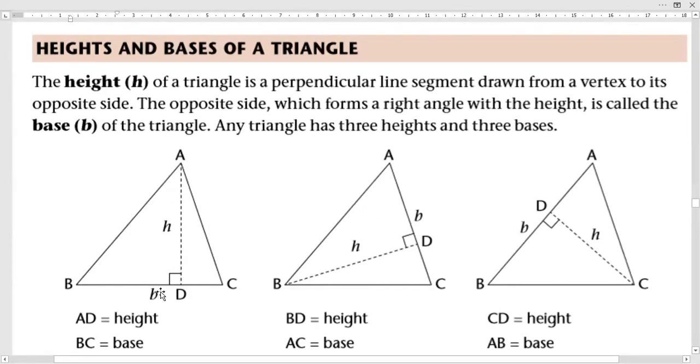So basically, the base is when it goes all the way through. So BC is the base, and the height is AD. Okay, so it's basically right from the right angle height of the triangle. And you can see the height doesn't always look the same. It can also be turned upside down, all those kinds of things.